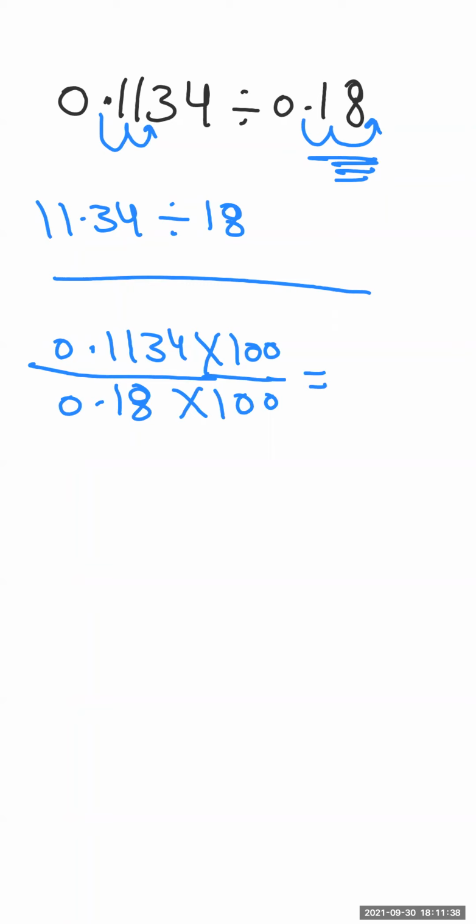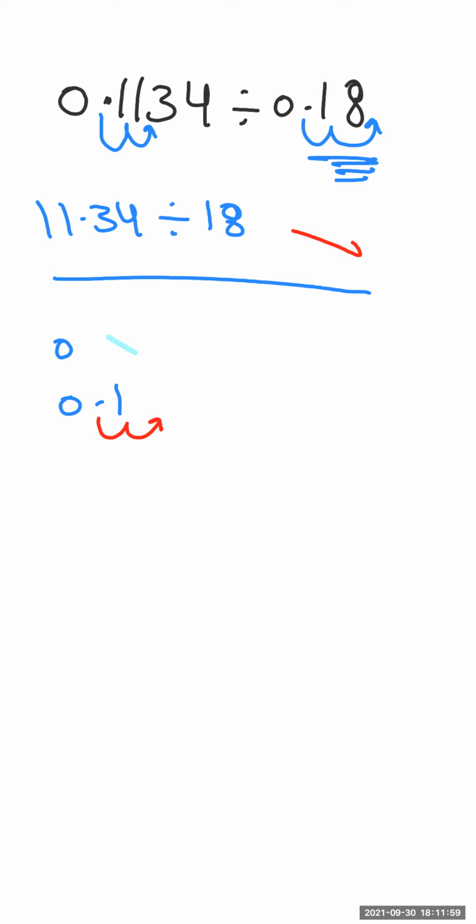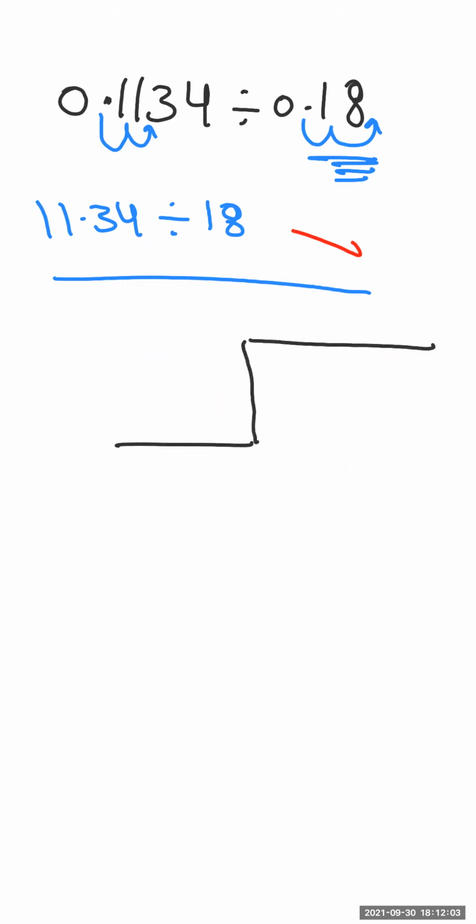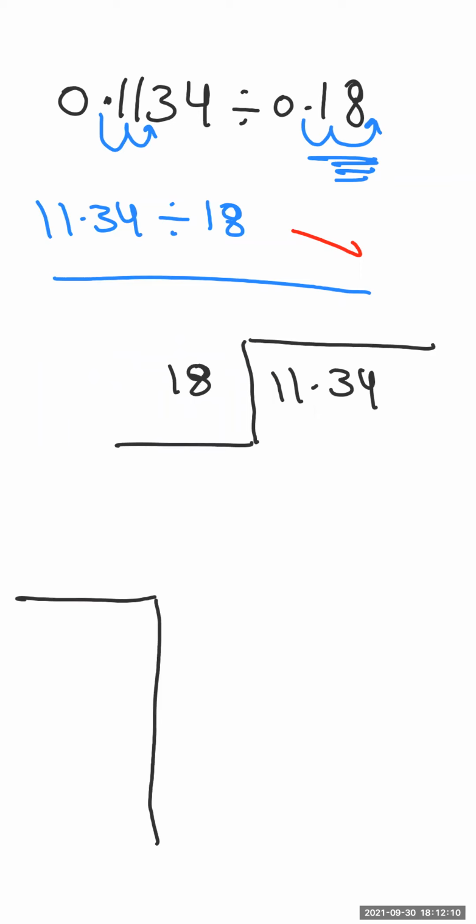So simply multiplying the decimal number by 100 means that the decimal point will move to the right 2 places. So 11.34 over 18. It's the same exactly here, right? So now I'm going to clear this part so that we have enough space to solve the question. Long division: 11.34 divided by 18. The draft, of course.